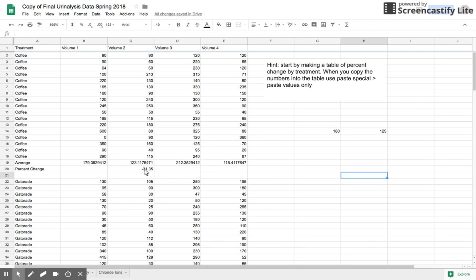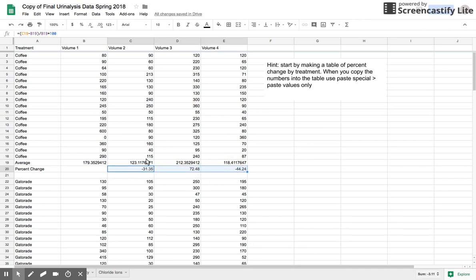Okay, so if this is about 30%, a 30% decrease from 180, you have to figure out if that makes sense. So 30% of 180, we can just multiply 0.3 times 180, and that would be about 60. And so is that about a 60-point decrease? Yes. So we are on the right track. So I'm going to just delete that stuff. And since our formula is good, we can just pull it across.